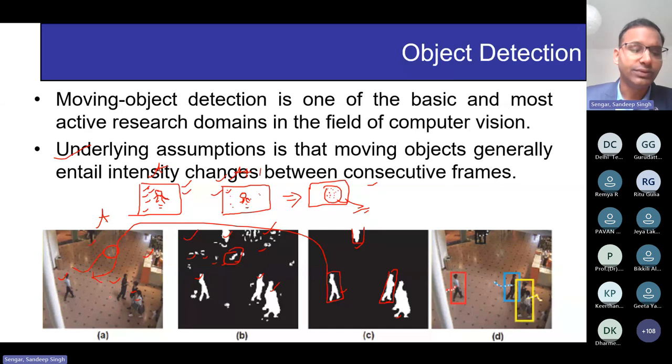On the original video frame. Once we overlap, we'll get these bounding boxes here, right? So this is a way by which we can detect the moving object, and this is the core concept behind this moving object detection algorithm.